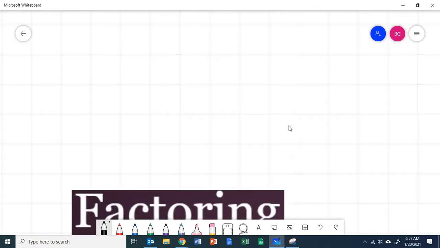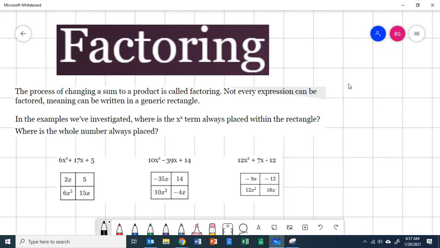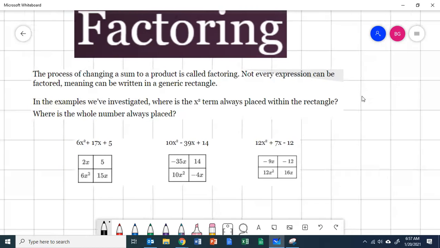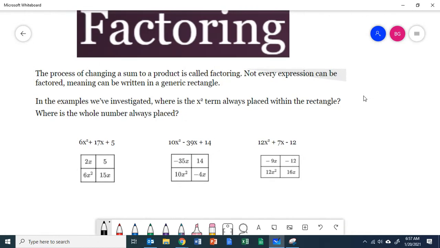All right, let me scroll down here. So factoring. Factoring is the process of changing the sum to a product, and it's called factoring. So that's what it is. It's changing that sum to a product. Not every expression can be factored, meaning can be written in a generic rectangle. There's some that we just cannot get.